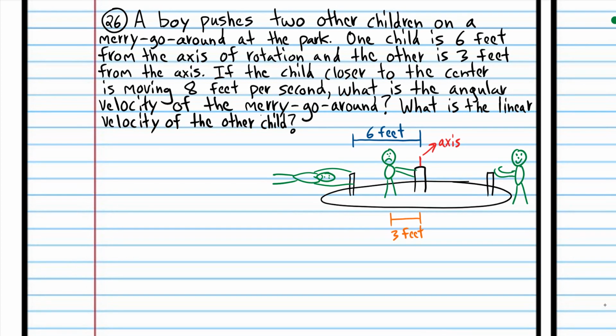Seems like a pretty complicated problem, but let's just write things down first. The child closer to the center is moving with a linear velocity of 8 feet per second. So we'll say V1 is equal to 8 feet per second.